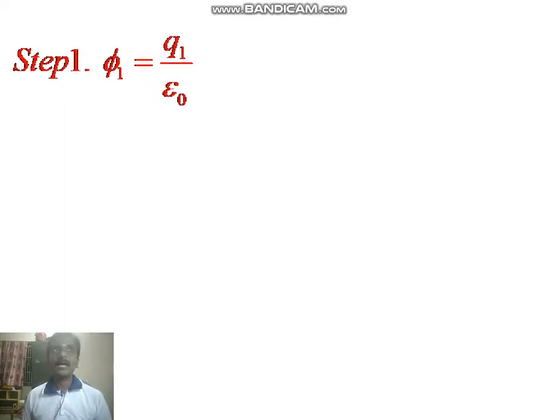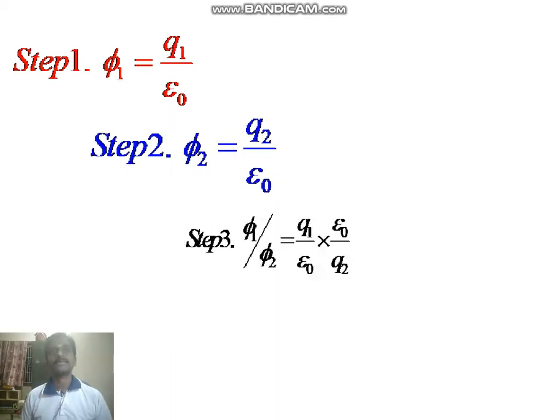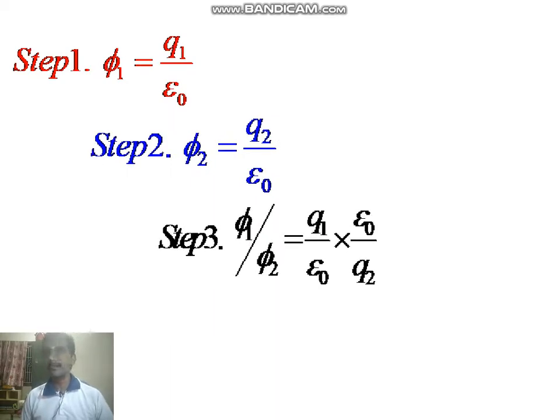In this case you have to find Q1 by Q2. With the help of the electric flux, you know the formula, phi equals q by epsilon naught is the general formula. So here for both charges Q1 and Q2, you have to find phi 1 and phi 2, and with the help of phi 1 and phi 2 you find the answer. Step 1: phi 1 equals Q1 by epsilon naught. Step 2: phi 2 equals Q2 by epsilon naught. Step 3: phi 1 by phi 2 equals Q1 by epsilon naught into epsilon naught by Q2. So epsilon will cancel.